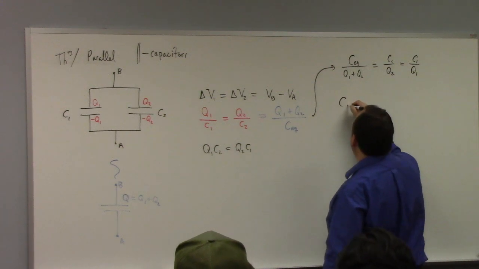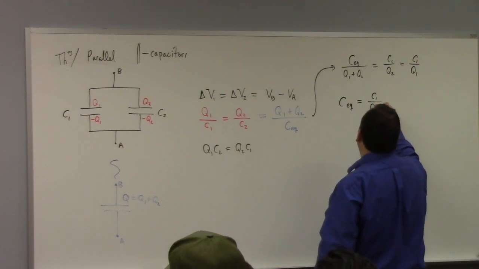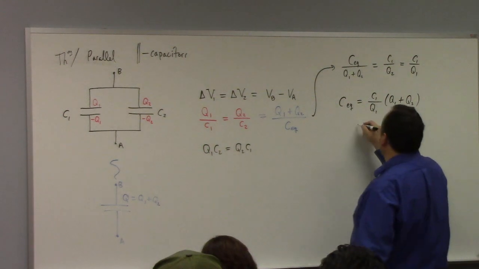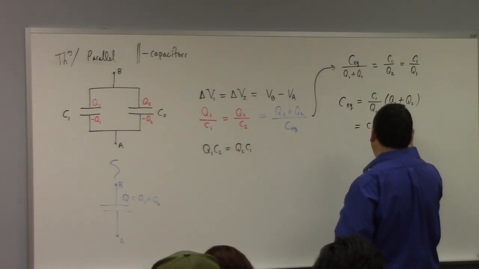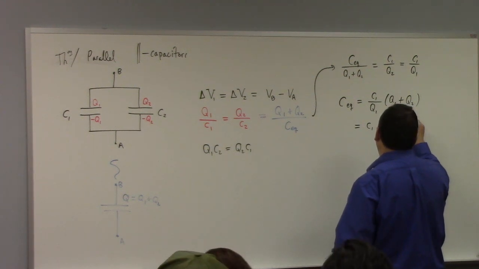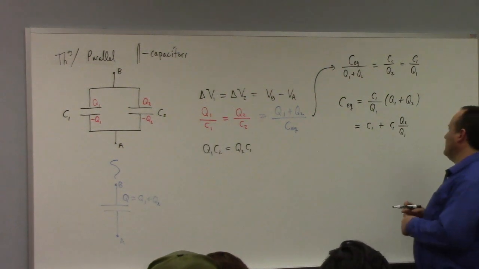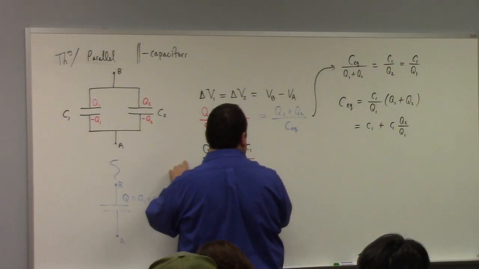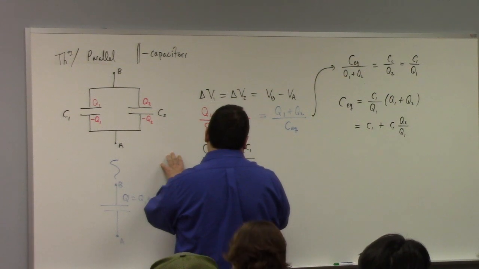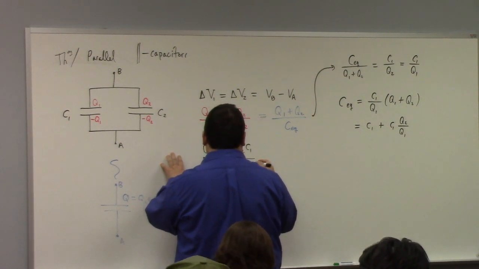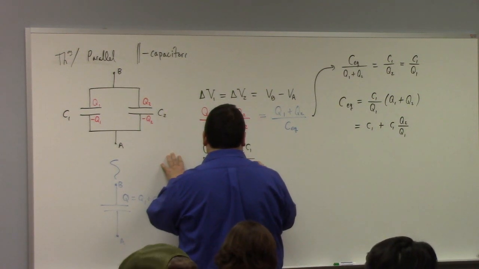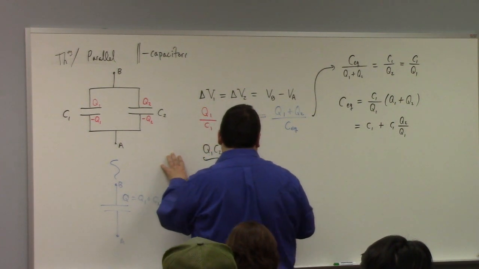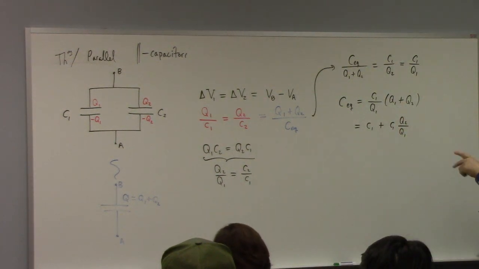So CEQ is equal to C1 over Q1 times Q1 plus Q2, which is equal to C1 plus C1 Q2 over Q1. I don't really care about the charges here, right? So you could take this equation here and solve it for Q2 over Q1, what do you get? Whatever Kirk said a minute ago is probably an easier way of deriving it. I'm just stuck with the algebra I have on the board here, guys. So Q2 over Q1 is C2 over C1, if I did the algebra right.